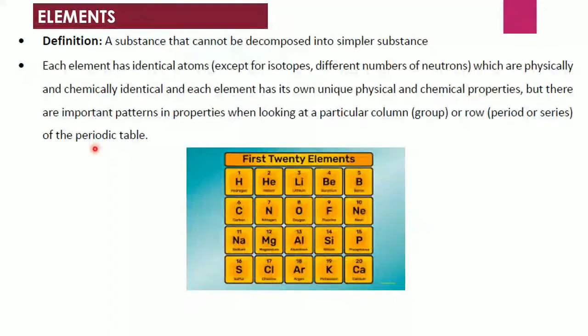This is an example of the first 20 elements in the periodic table, and you can see a single capital letter, or a capital letter followed by a small letter, is used to denote the element. These are the chemical symbols which represent the elements, such as hydrogen we use H, helium He, lithium Li, and so on.